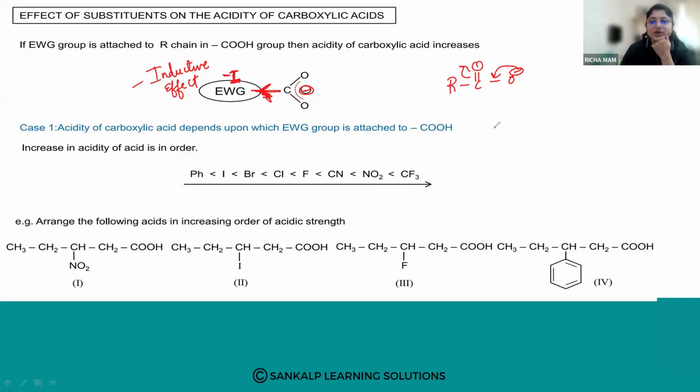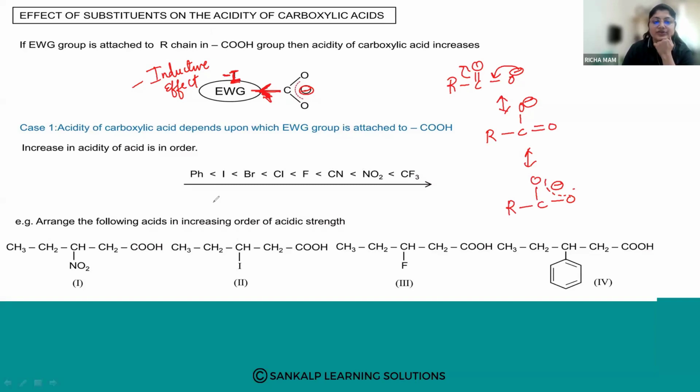So it will be moving, and you will get CO minus and double bond O. That means the negative charge is stabilized like this by resonance. The negative charge of the carboxylate ion is stabilized by delocalization of the negative charge by resonance, or by the inductive effect.